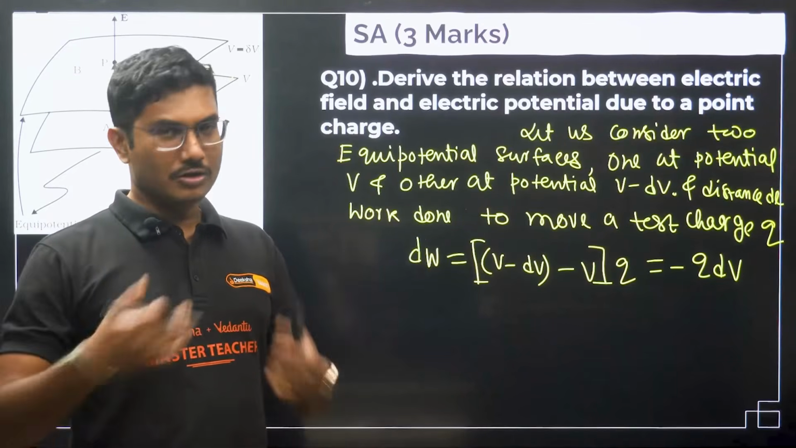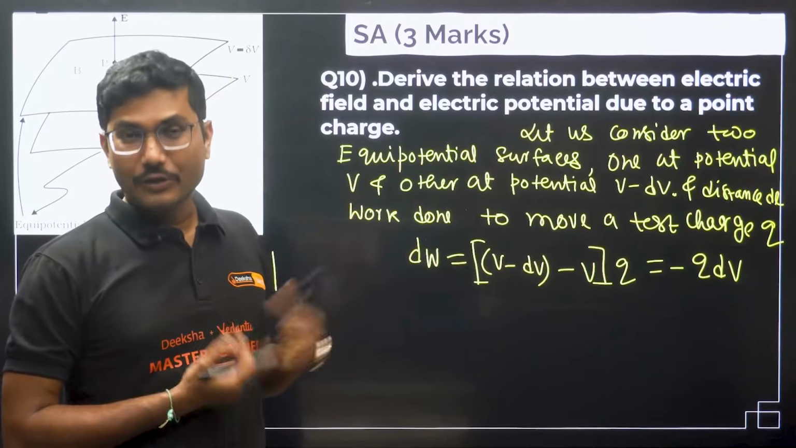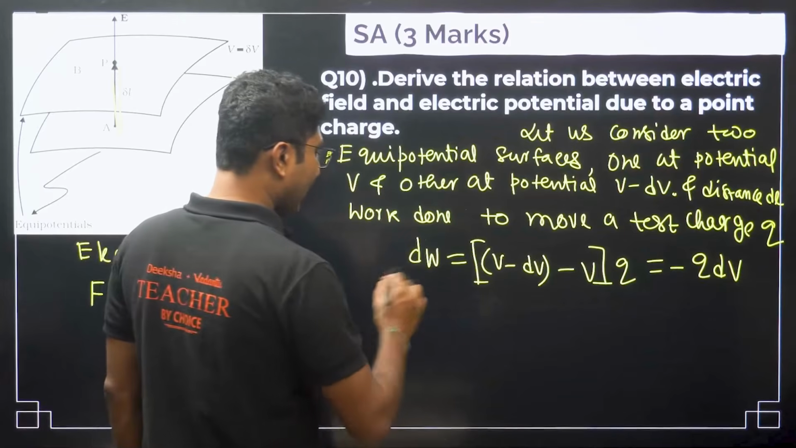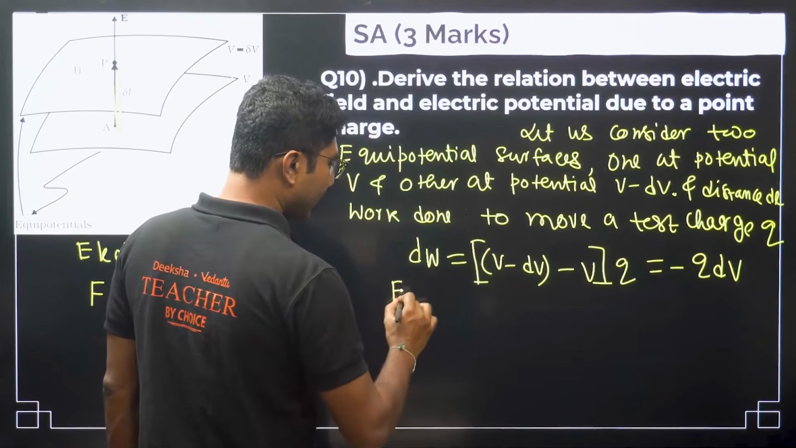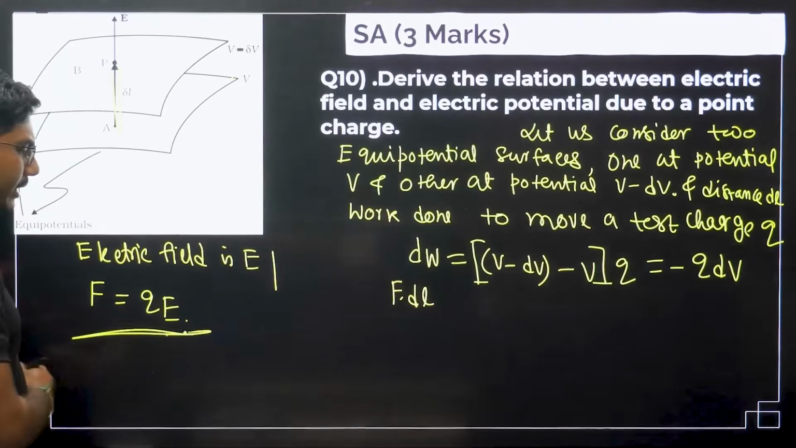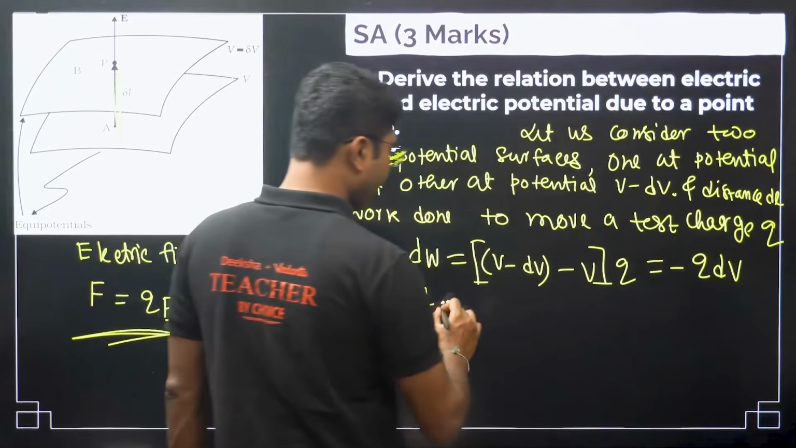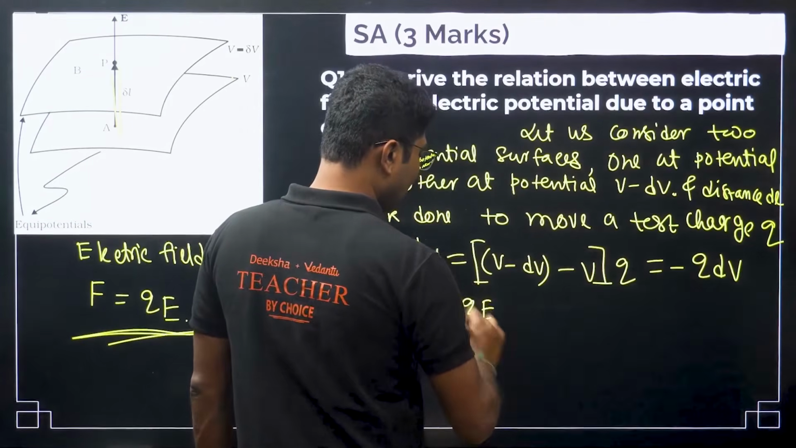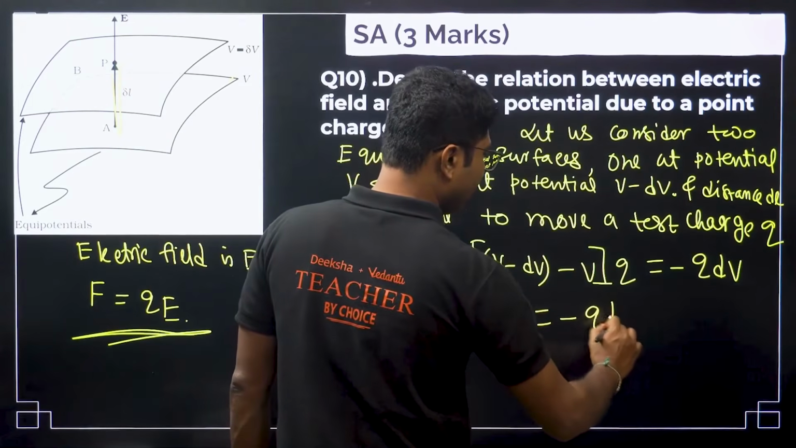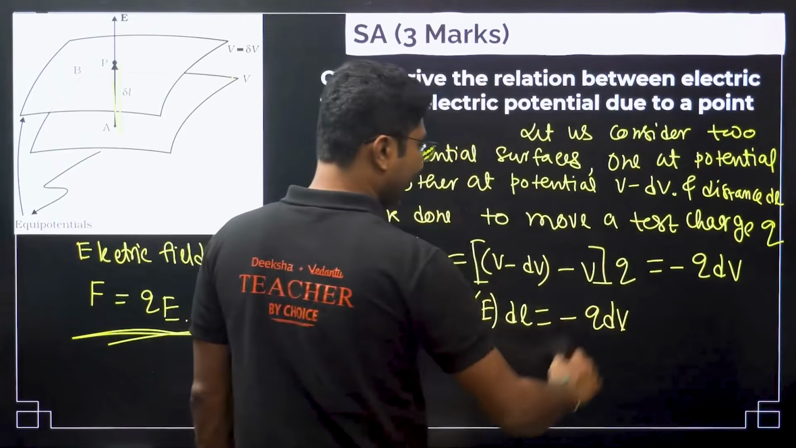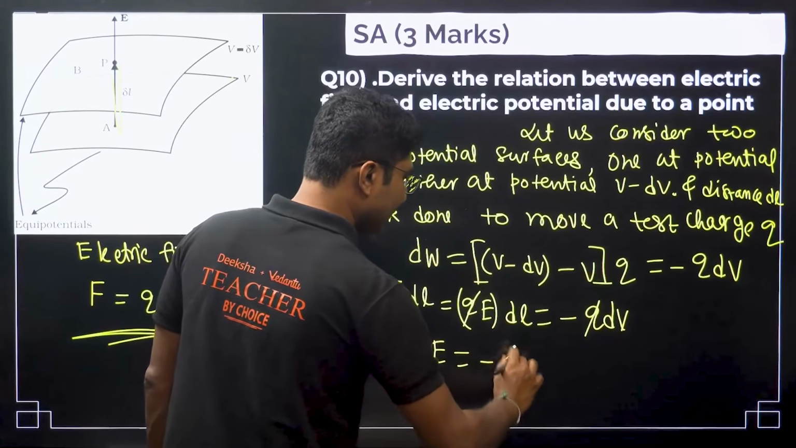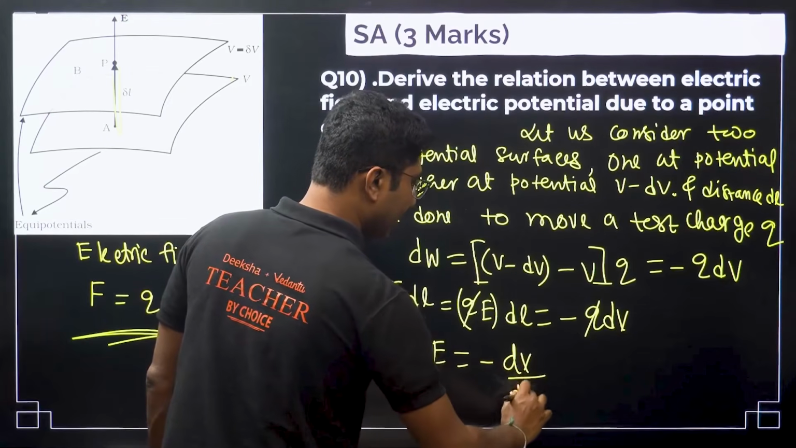Fs cos theta, theta is 0 in this case, so cos theta is 1, so dW can again be written as force into distance. Now force is what? Electrostatic force is Q into E, so from there we can write Q into E times dl equals minus Q dV. Now Q can cancel, so from there we can say E equals minus dV by dl.